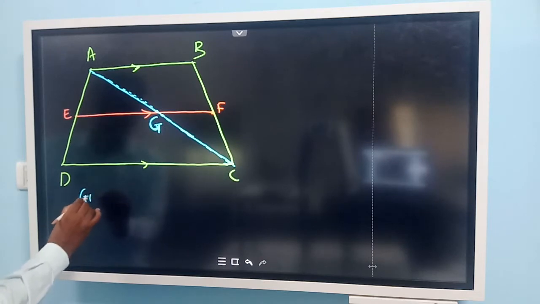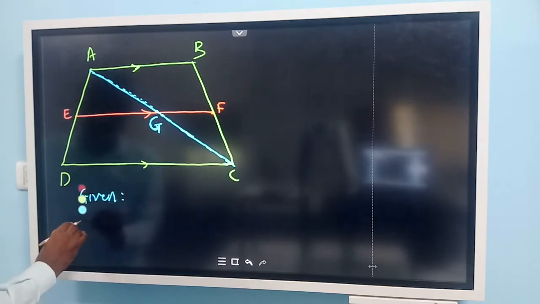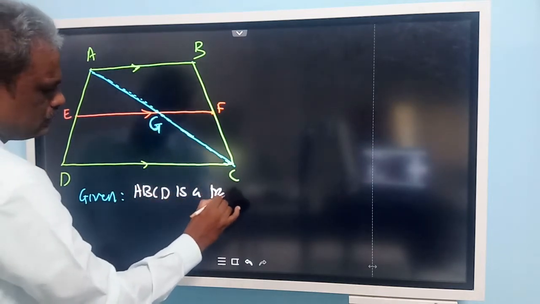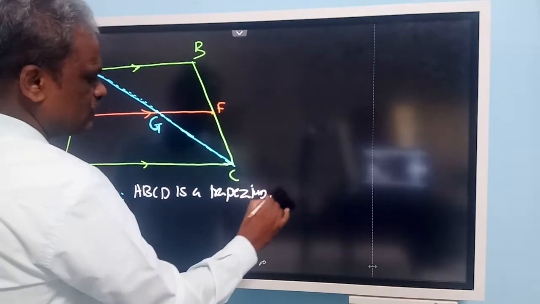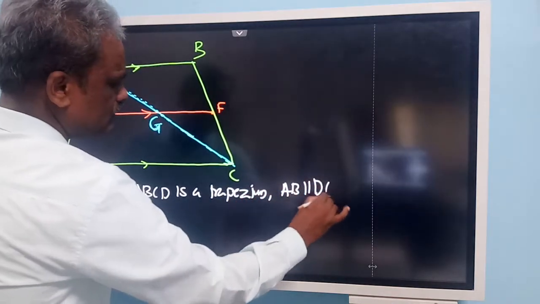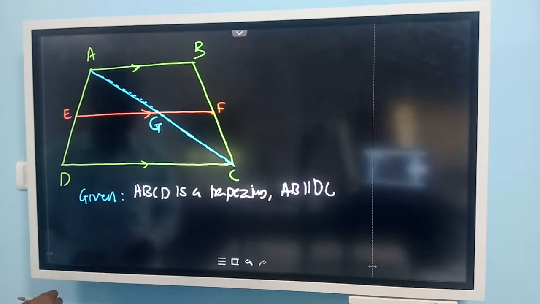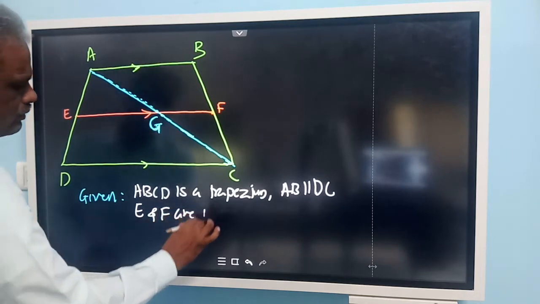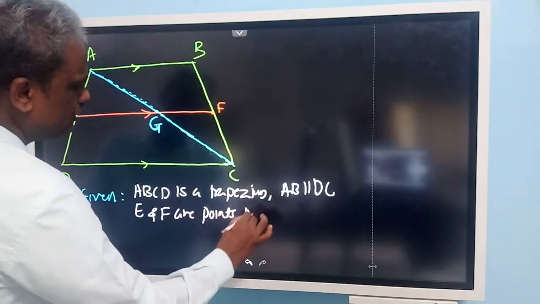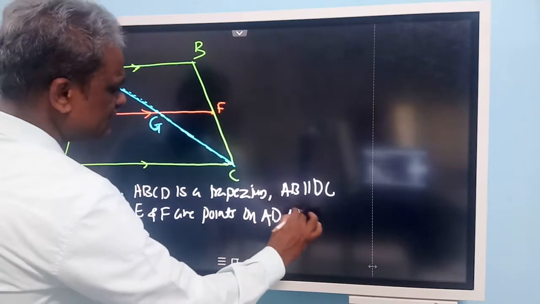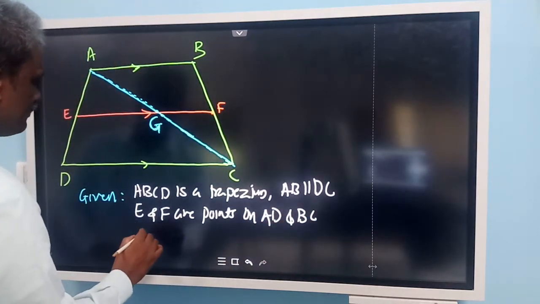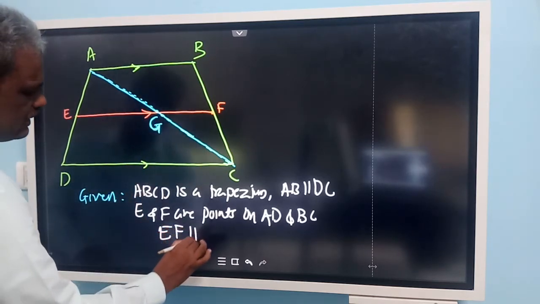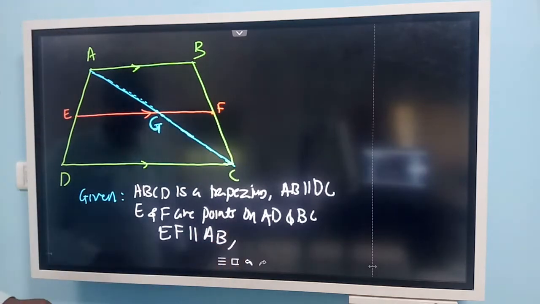Given, so in the data, what is given? Given ABCD is a trapezium with AB parallel to DC. Okay, this is the given thing. Then E and F are points on AD and BC such that, what is the condition that they have given? EF is parallel to AB. So this much data they have given.